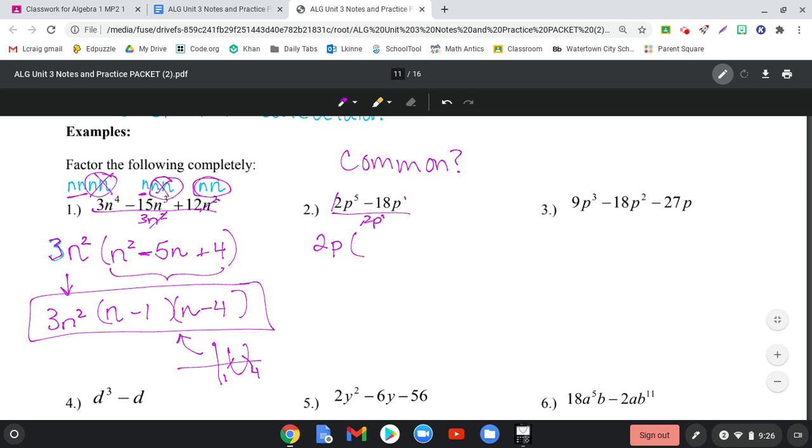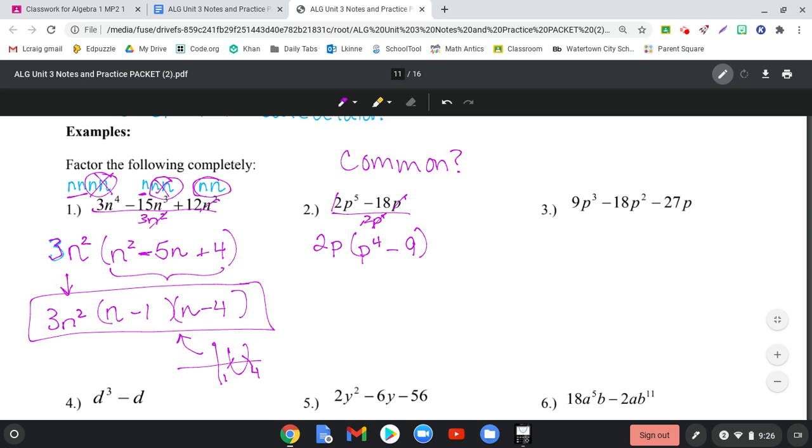5p minus 1p would be p to the 4th. Right? If I were to multiply those, I'd get 2p to the 5th, so I know I did it right. And then 18 divided by 2 is 9. Had a p, but we took it out.